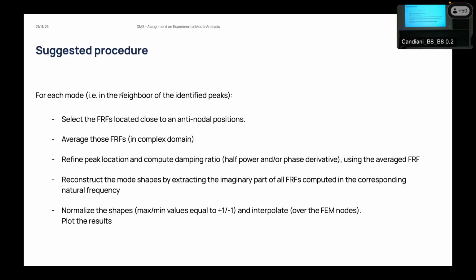It's the opposite of the nodal position. The nodal position is when you have a node of a mode. What is a node of a mode? It's when you have no displacement. Antinodal is when you have the maximum displacement. Why would we limit ourselves to the locations that are closer to the antinodal position? Because the peak will be well defined.